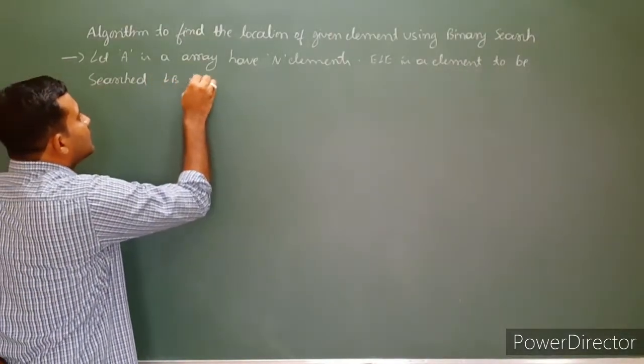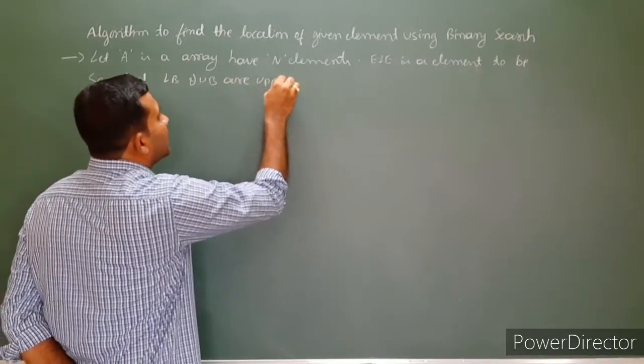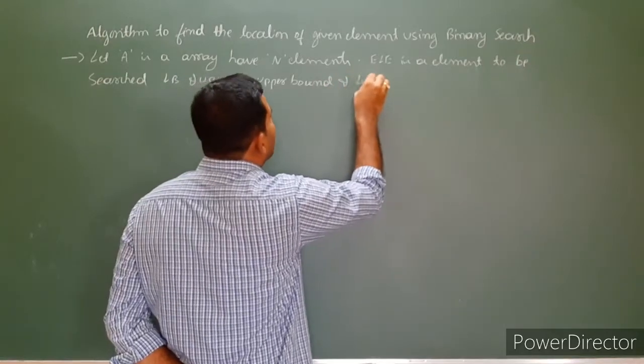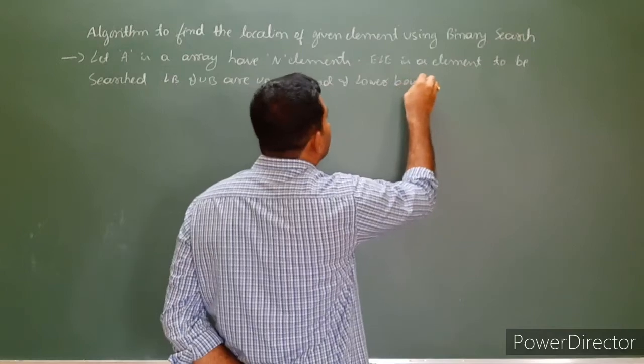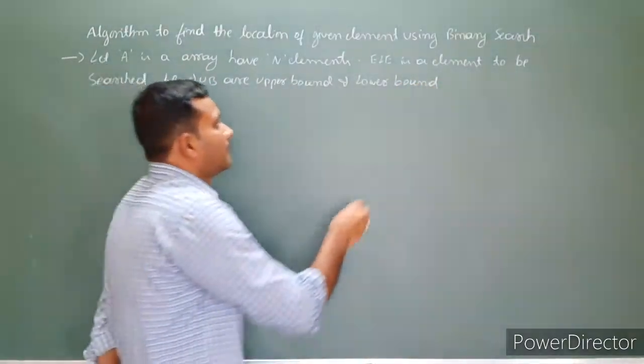LB and UB are the lower bound and upper bound.